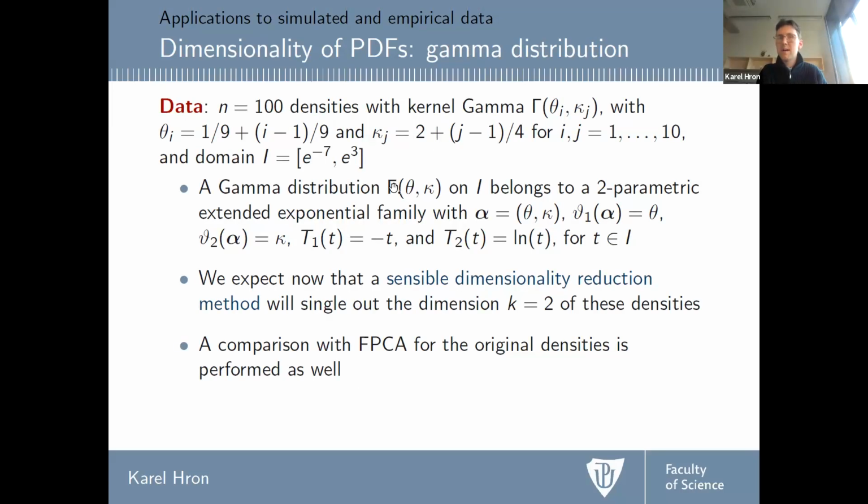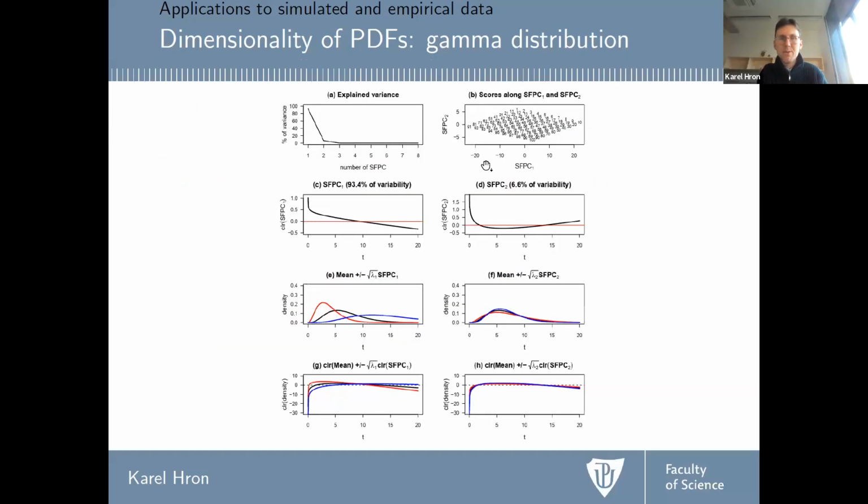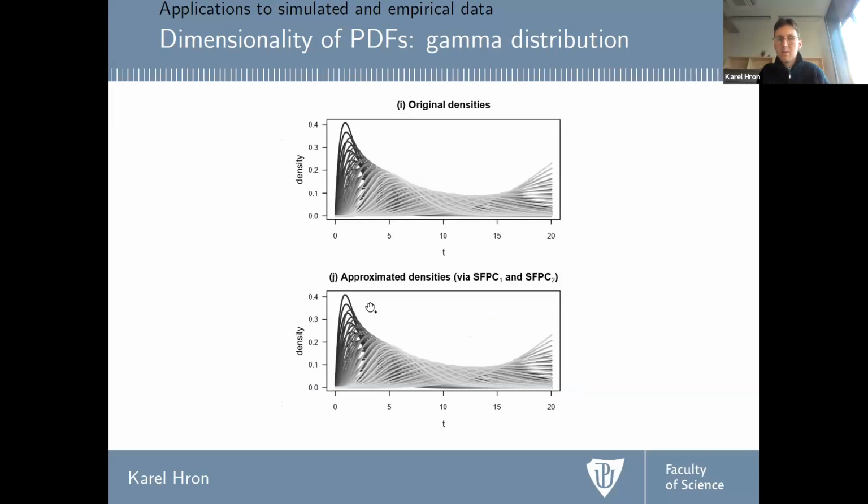Similarly, we could, for example, consider gamma densities, again truncated on this domain. Now with two parameters, so we have a two-parametric family. So accordingly, we can expect that our dimension reduction will be represented just by two non-zero eigenfunctions, reflecting the main sources of variability, so that the original densities can be reconstructed by these two functional principal components with, say, 100% explained variability.